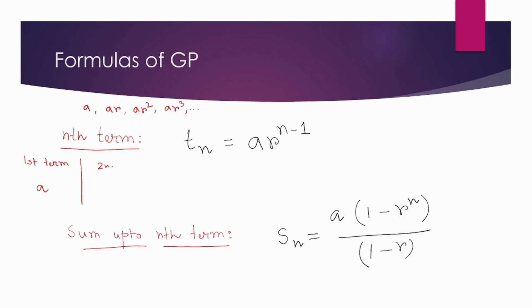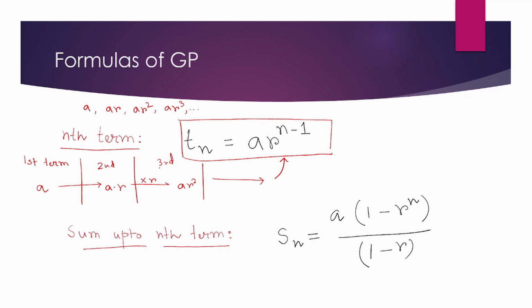The second term we would be getting just by multiplying by the common ratio, which is A times R. Again, multiplying by the next ratio, we would be getting A into R square, which will be the third term. So similarly, if it goes in this way, we will be getting the nth term as A into R to the power n minus 1, right?